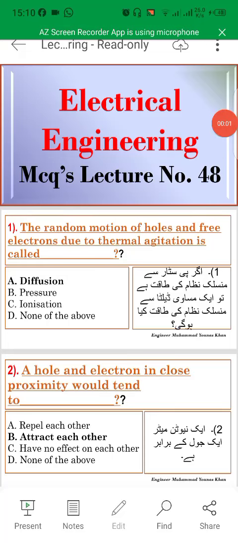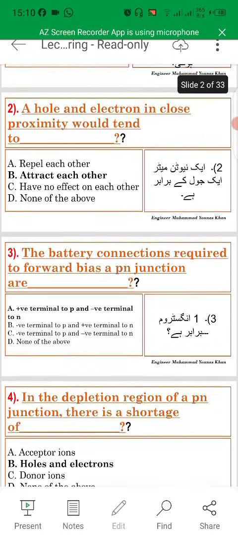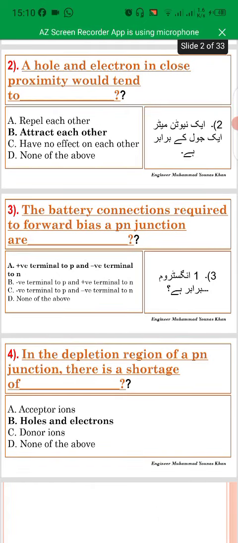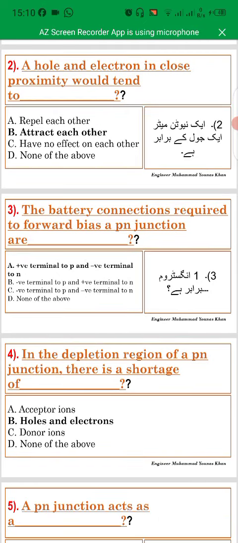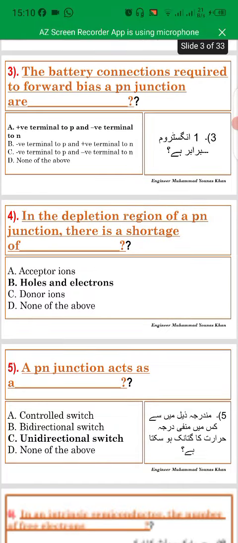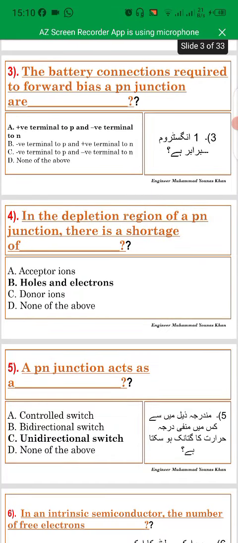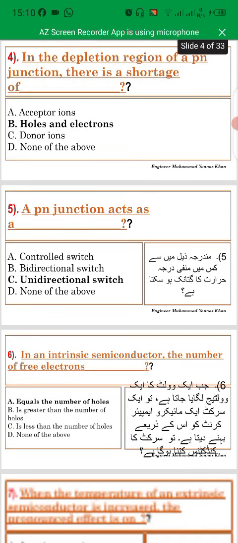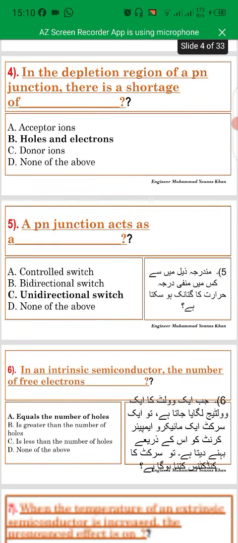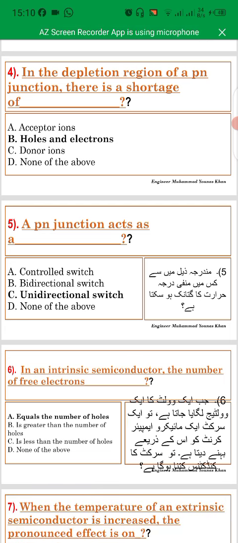The random motion of holes and free electrons due to thermal agitation is called diffusion. A hole and electron in close proximity would tend to attract each other. The battery connections required to forward bias a p-n junction are positive terminal to P and negative terminal to N. In the depletion region of a p-n junction, there is a shortage of holes and electrons.